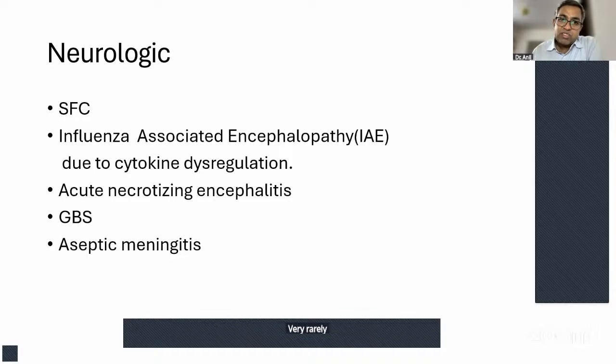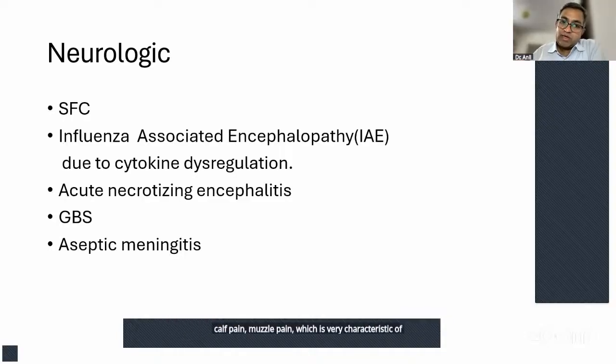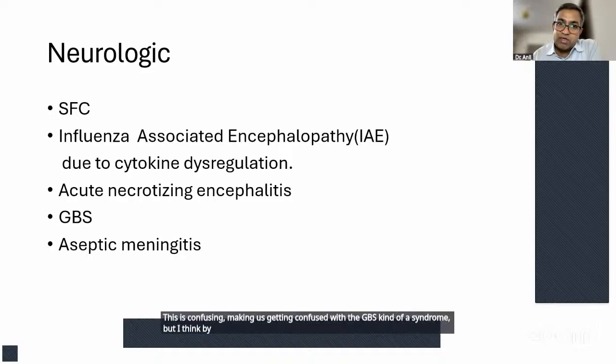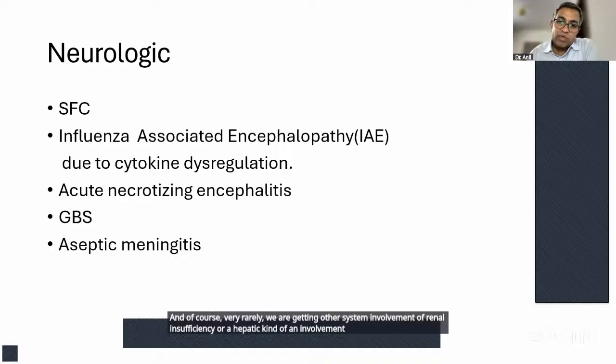Very rarely GBS has been reported after 2 weeks of a febrile illness. We have seen children coming to us with weakness. Especially this is very common in influenza B. Influenza B causes severe body ache, calf pain, muscle pain, which is very characteristic of influenza B. This gets us confused with a GBS kind of syndrome. But by doing a nerve conduction study, we are able to distinguish the myositis from peripheral neuropathy in such situations. And of course, very rarely we are getting other system involvement, of renal insufficiency or hepatic involvement, but those cases are very, very rare.